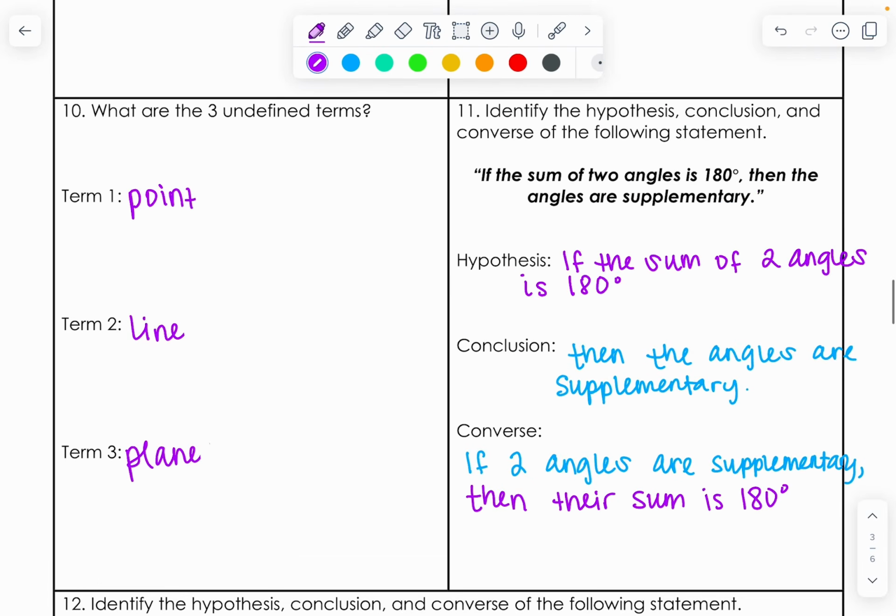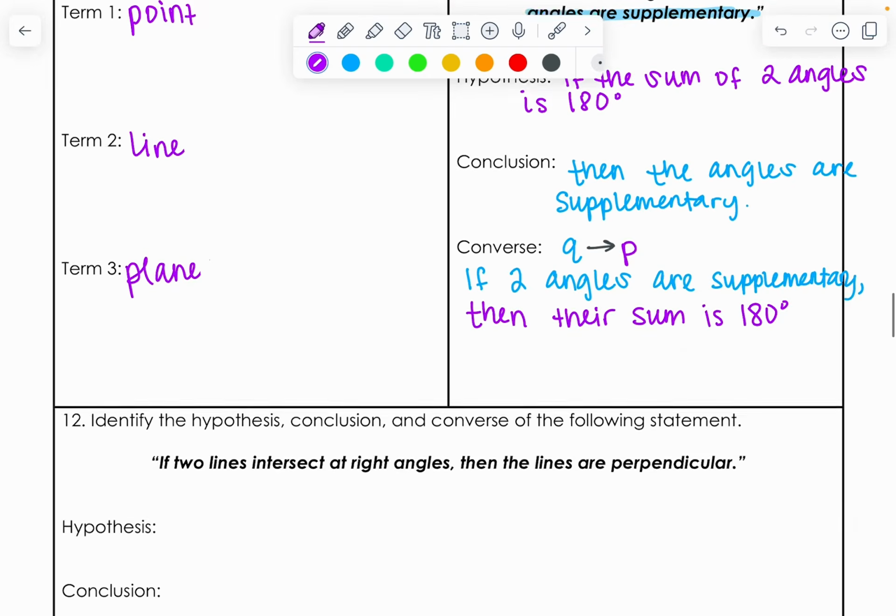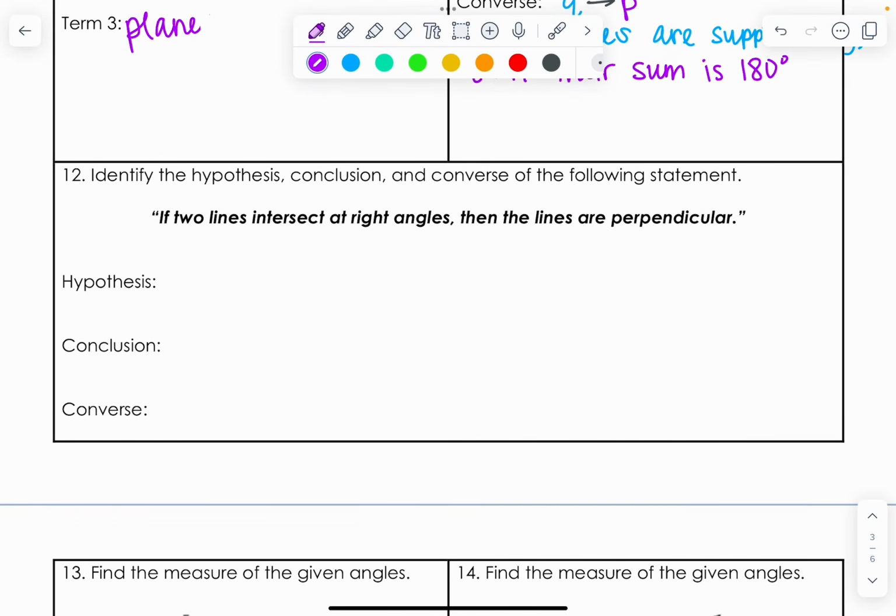All right, so for this, the conditional statement is if P, then Q. So again, if P, then Q. A converse will simply flip: if Q, then P. Go ahead and try number 12.